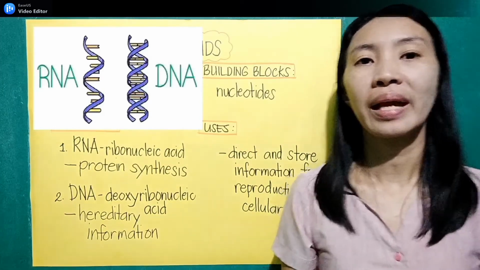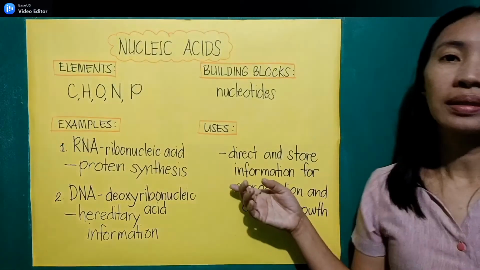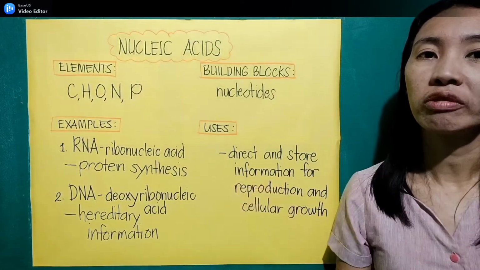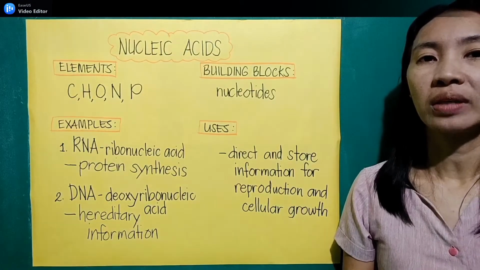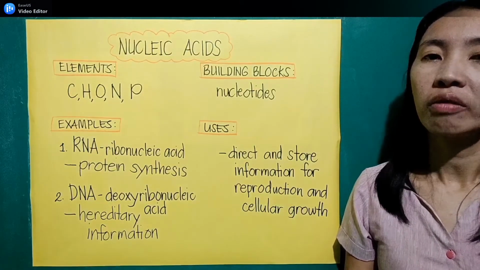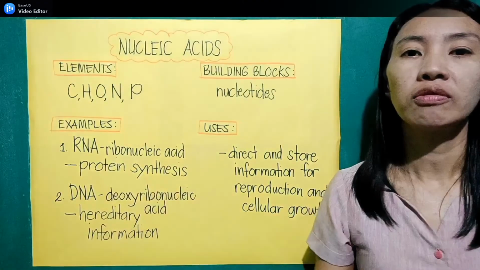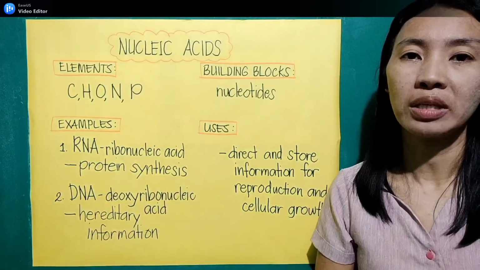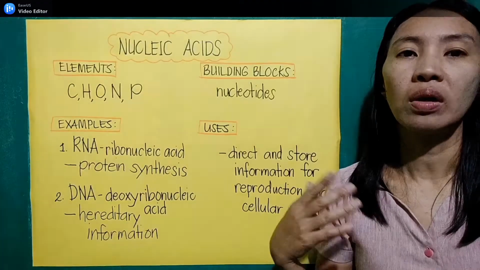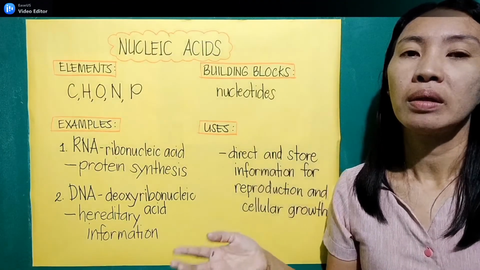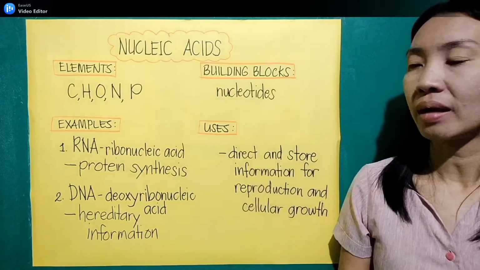Now, the uses of nucleic acids. Nucleic acids direct and store information for reproduction and cellular growth. The function of RNA is for protein synthesis, and the function of DNA is for hereditary information. That is the way we pass on our traits to our offspring. The nucleic acid that is used for that is DNA.